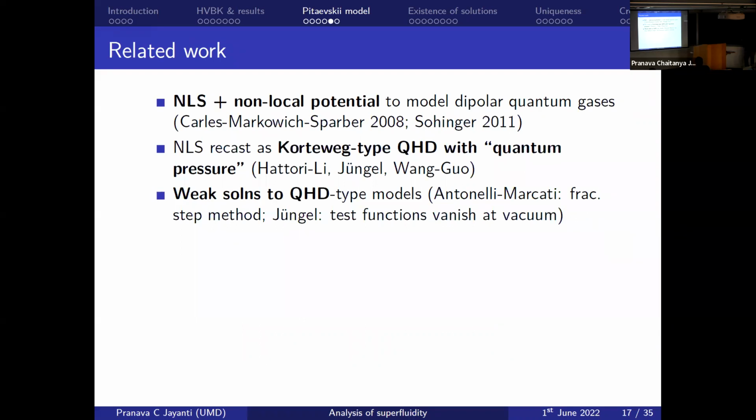Just to put things in perspective, the NLS, nonlinear Schrodinger equation, has been studied a lot in mathematical literature before, right? It's been used to model dipolar quantum gases by including a non-local potential. It has a hydrodynamic formulation known as quantum hydrodynamics, QHD, which you can obtain by basically writing the wave function as a magnitude times the exponential of a complex phase, and then you can separate out a continuity equation and a momentum equation. So it also gives rise to a very nasty quantum pressure term. But this system has been analyzed for strong solutions, so very smooth solutions, by several authors. The QHD type models have also been looked at for weak solutions.